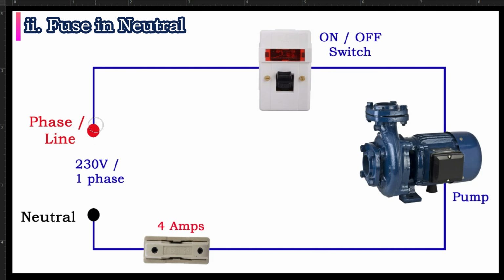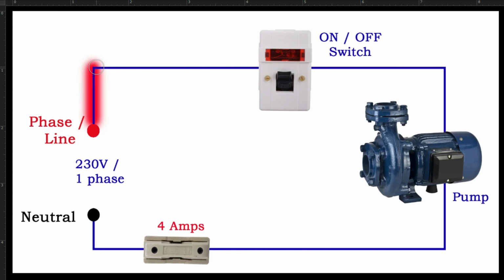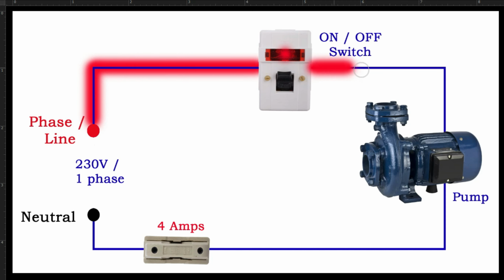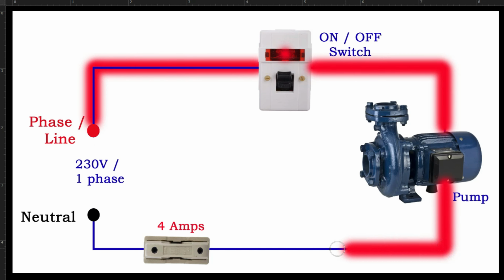Now consider the last case. Here I have connected the fuse in the neutral terminal. The pump is connected to the phase terminal through the switch only, and the neutral is connected with the 4 ampere fuse. We have to mind one thing: the actual current drawn by the electrical pump is only 3.24 ampere. Here the circuit gets closed from the phase to the neutral path through the switch, the load and finally through the 4 ampere fuse. In normal condition, the load will consume only 3.24 ampere.